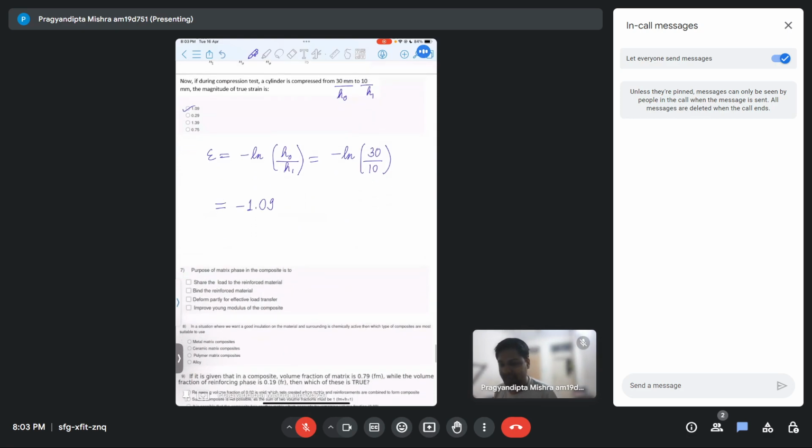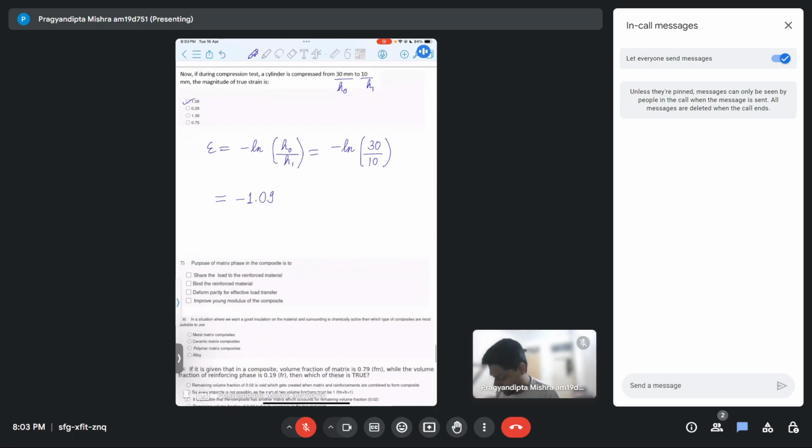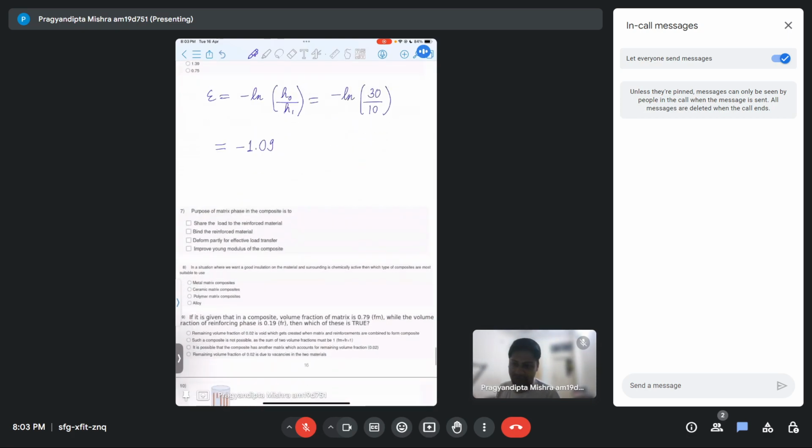Seventh question, purpose of the matrix phase they have asked. So what is the role of matrix? We have already discussed. It shares the load with the reinforced material, that is correct. It binds the reinforced material, again correct. Deform partly, that is also correct, for effective load transfer. And it improves the Young's modulus of the composite, that is wrong.